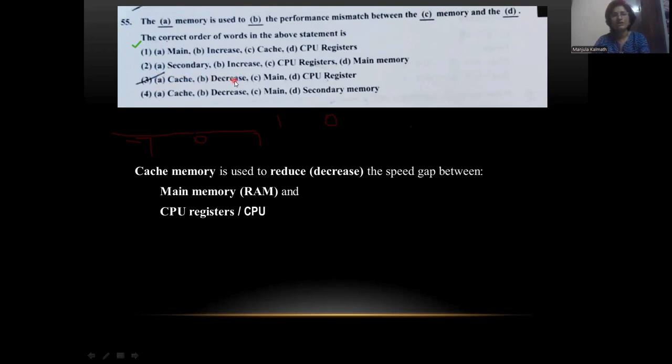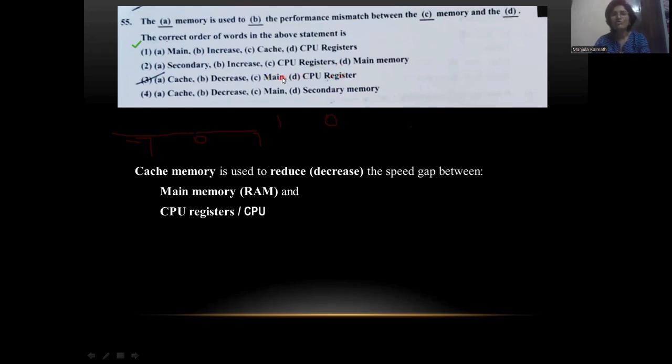And here we have decrease. The memory is used to decrease the performance mismatch. It means here what happens? The main memory will be very slow, and the CPU register is very fast. And when it is executing the data, if any data is required to be brought from main memory to the CPU register, that execution area, critical section area, it takes a lot of time.